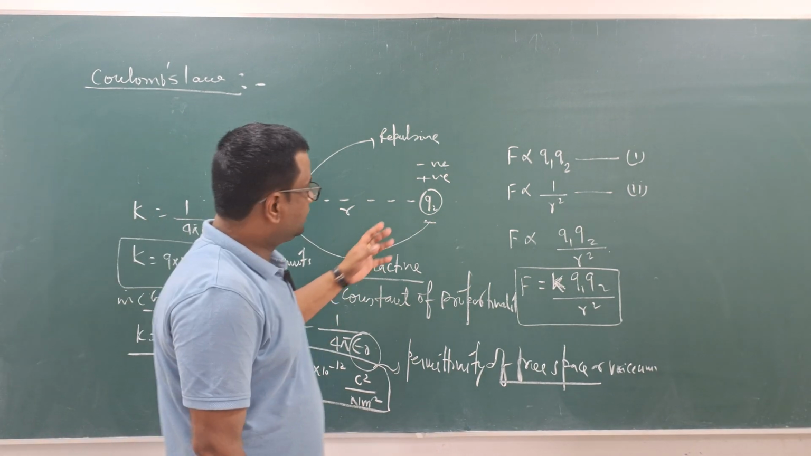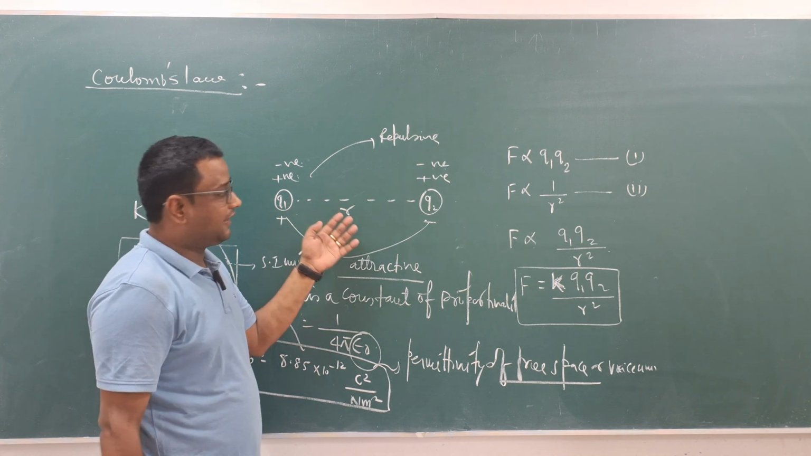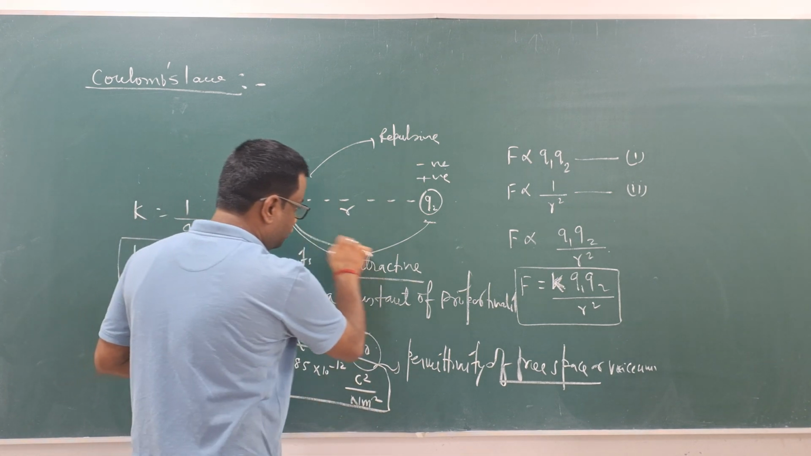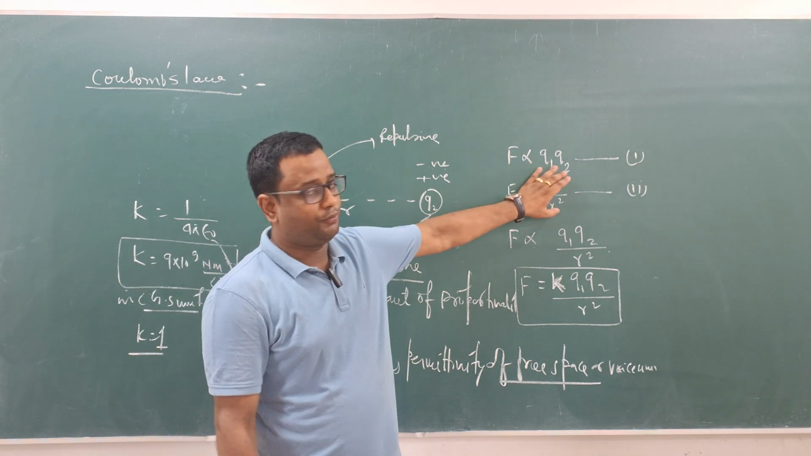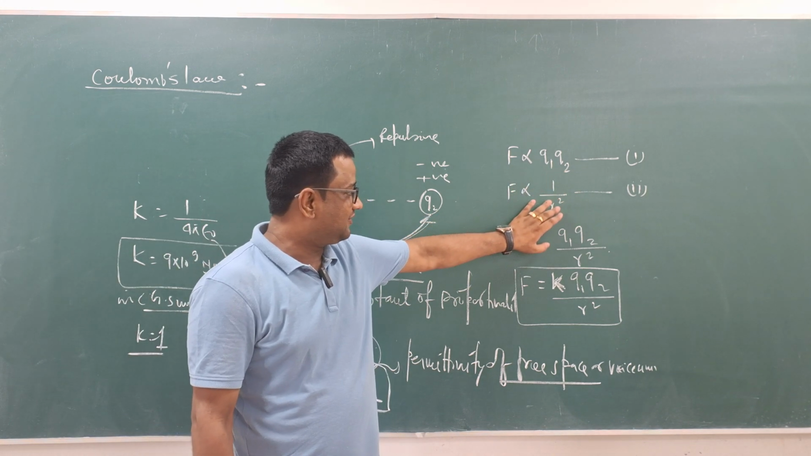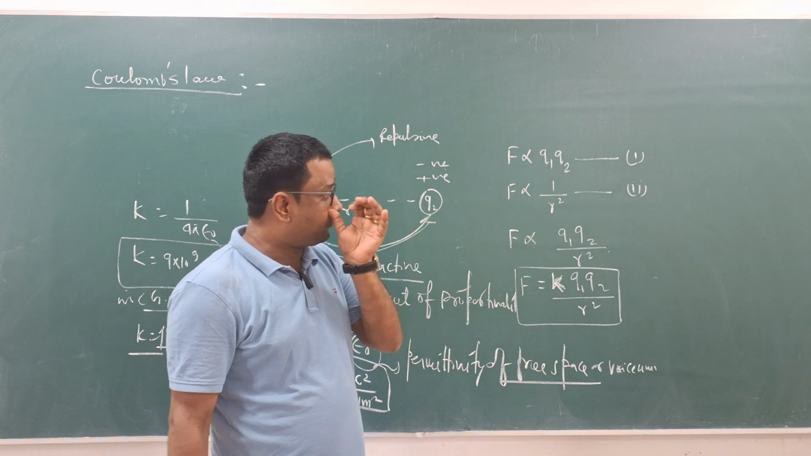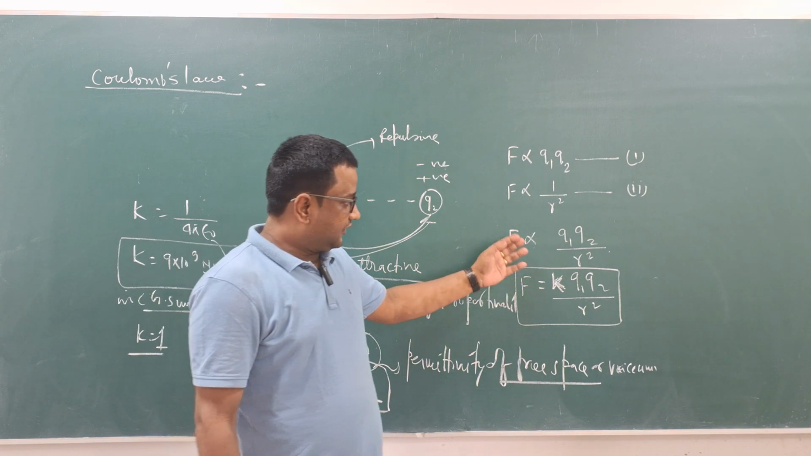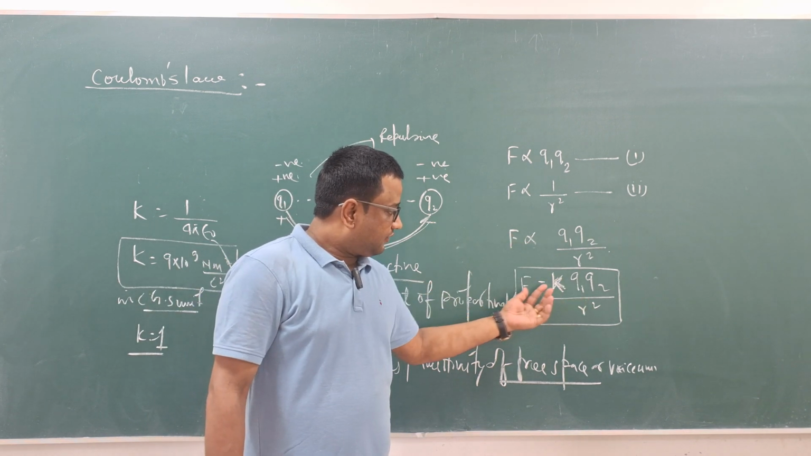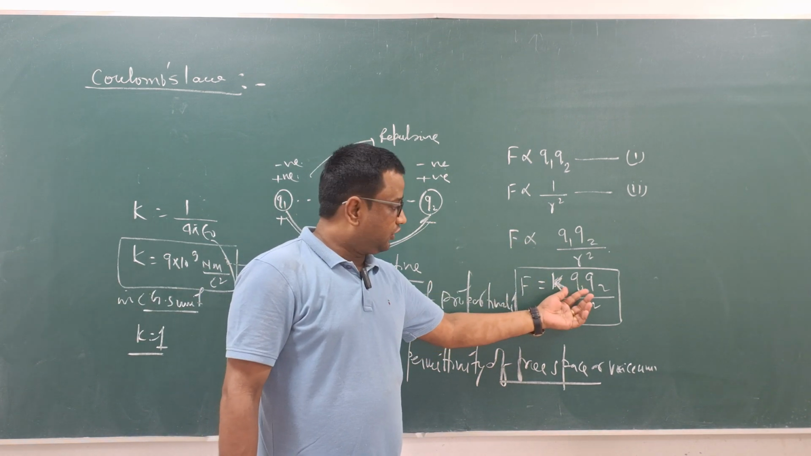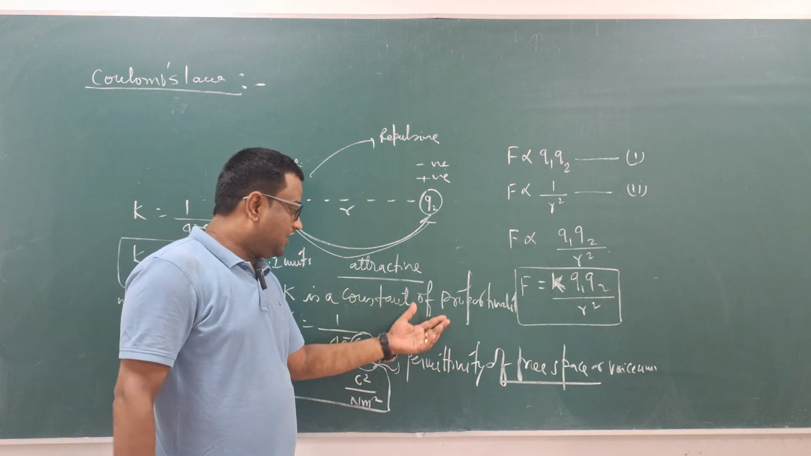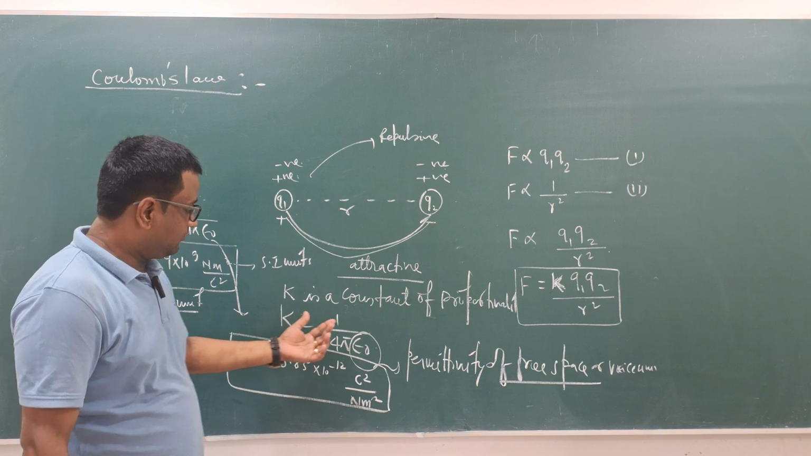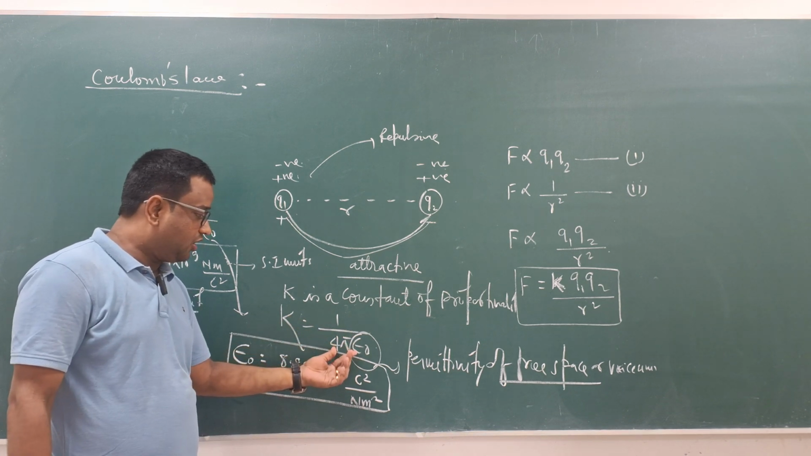So Coulomb's law tells us the force acting between these two point charges is directly proportional to the product of their charges and inversely proportional to the square of their separation. When we combine this, we get force equals K Q1 Q2 by R square. K is known as the constant of proportionality. The value of K is equal to 1 by 4 pi epsilon naught.